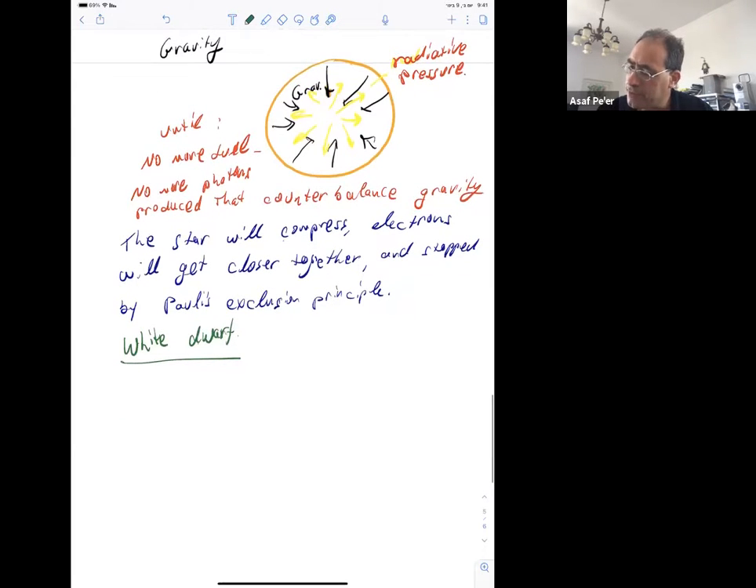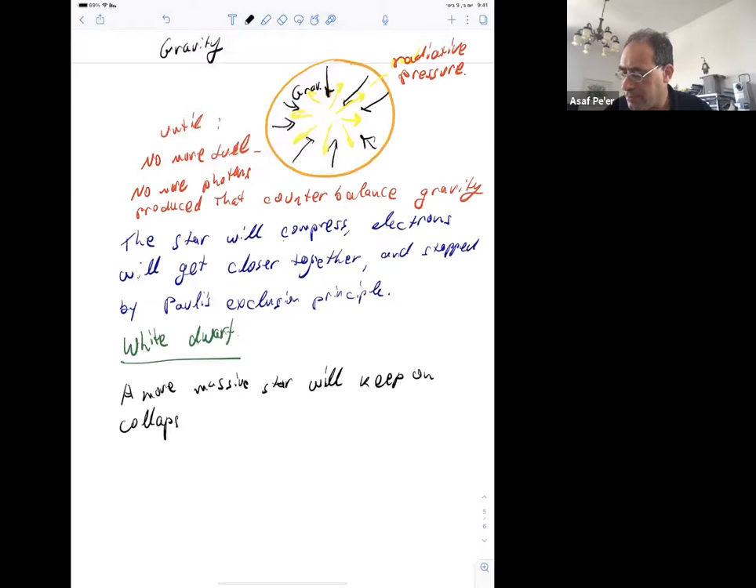So a more massive star will keep on collapsing until the electrons recombine with protons to form a neutron star.